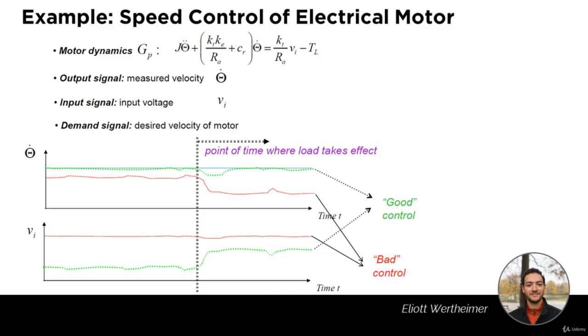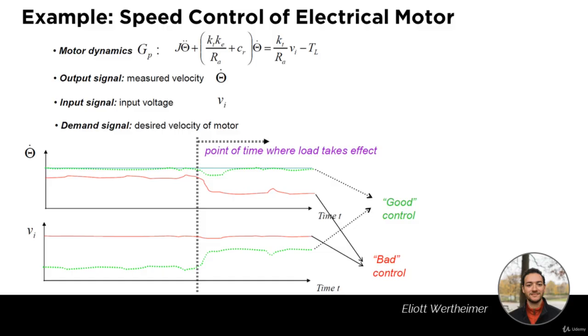The first graph presented in this slide is a plot of the measured velocity of the motor in two cases. One is good control, which is the green curve. The other one, the red curve, is bad control. You can also observe a straight line very close to the good control curve, which is our demand signal, the desired velocity for the motor to rotate at. The second graph is a plot of the voltage input in the case of good control and in the case of bad control. First of all, looking at the velocity, you can see that good control stays very close to the demand signal.